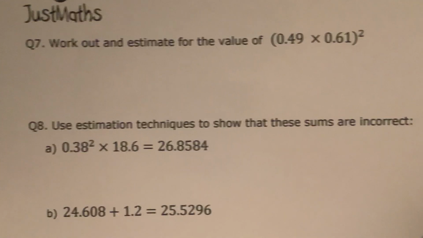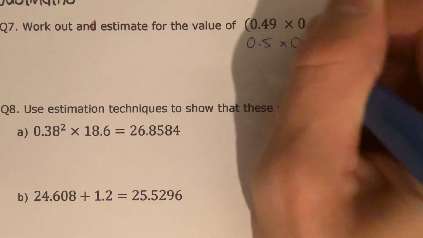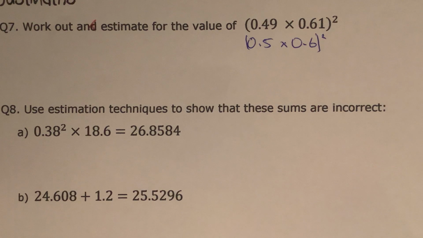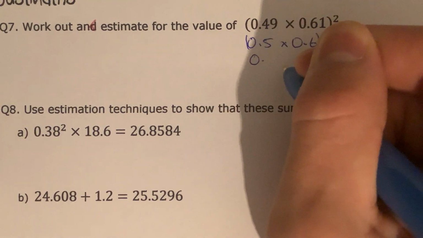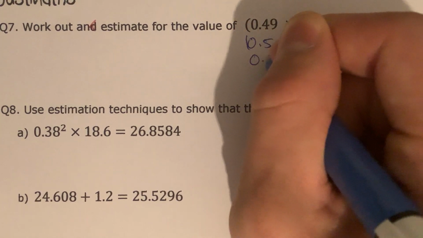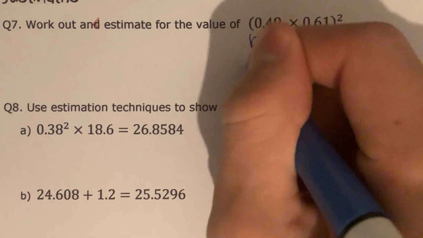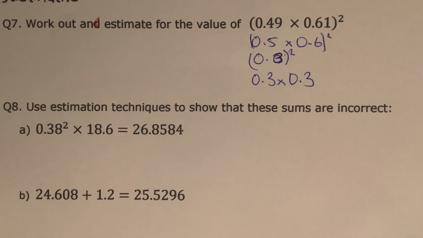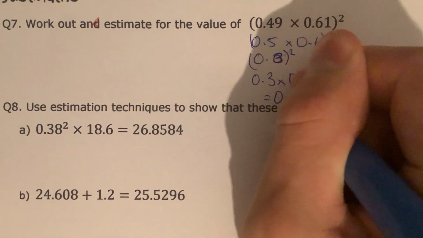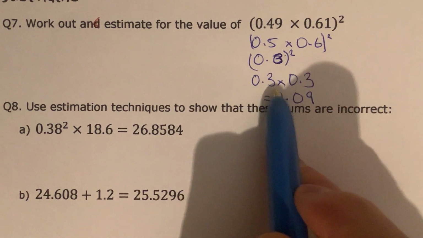Right, question 7. Work out an estimate, I think that's meant to say, for the value of this question here. So I'm going to round each one: 0.5 times 0.6 squared. Okay, 0.5 times 0.6, for that one I've got 0.3, because 0.5 is a half, so I've got a half of 0.6. And then I'm squaring it. When you're squaring something, you multiply it by itself. So 0.3 times 0.3. For that, I've got 0.09 this time, because 3 times 3 would make 9. So it's 0.09 because I need 2 decimal places in my answer.